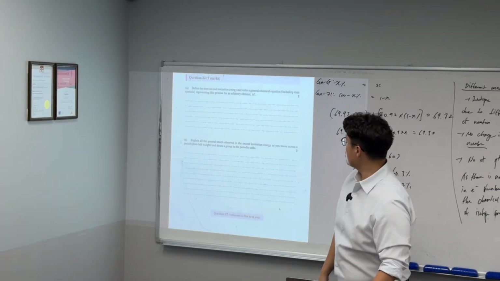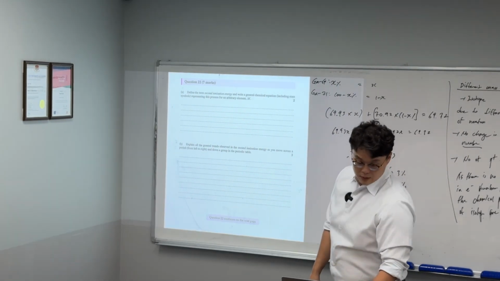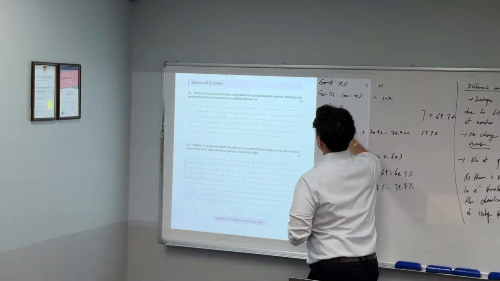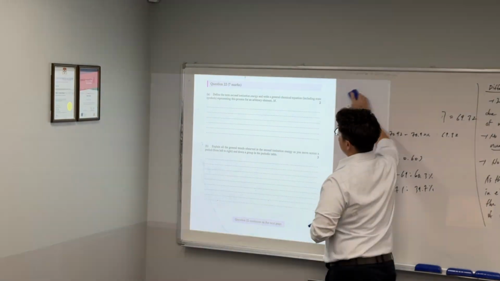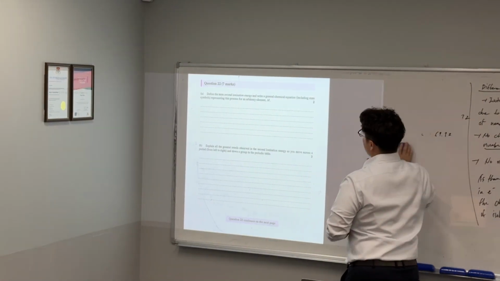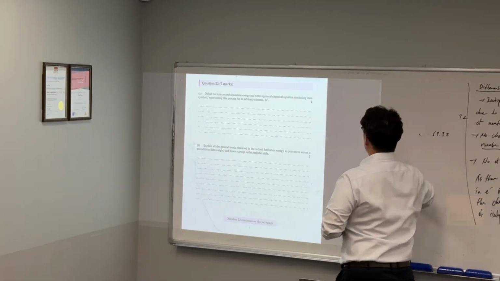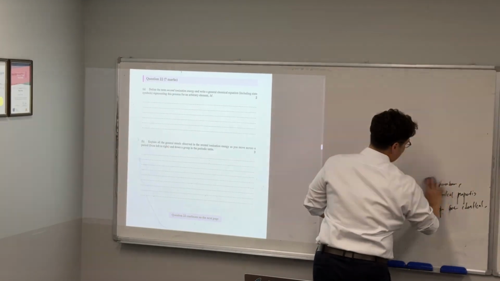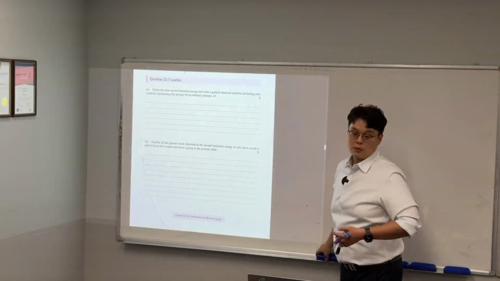Okay, 22. Define the term second ionization energy and write a general chemical equation representing this process for an arbitrary element M. Arbitrary element means that we don't really need to know the actual one. We just take M as a sample.